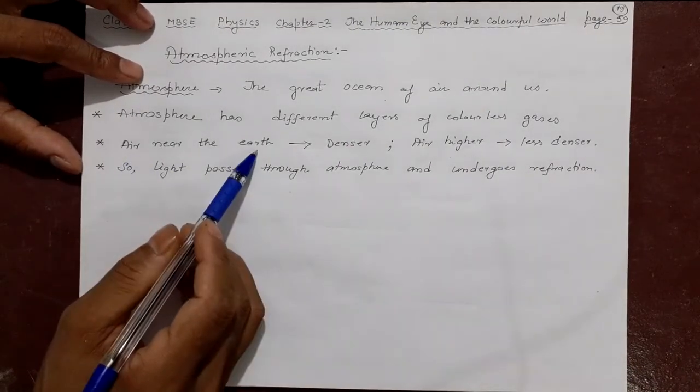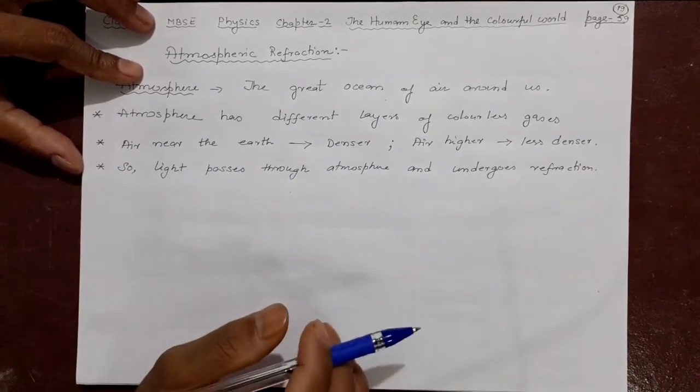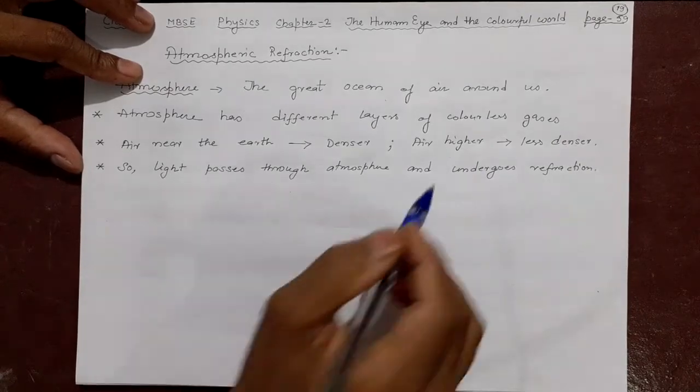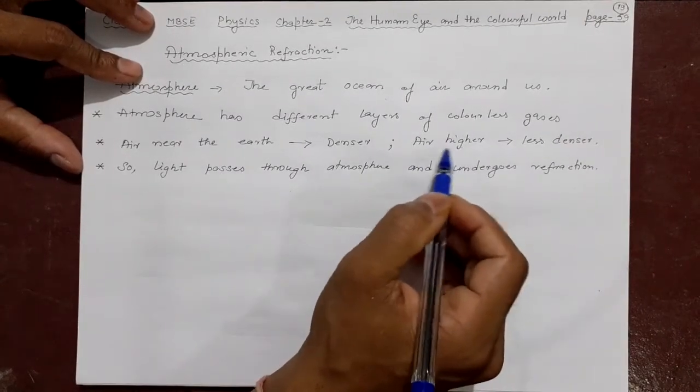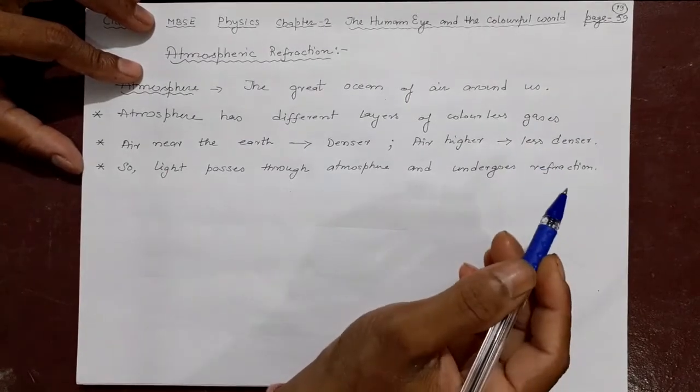Air near the earth is denser. When it is near the earth, the lower air is denser, heavier. But as we go higher, the air is less dense, less heavy. Okay, very important, this one.